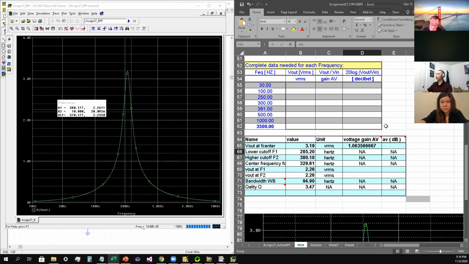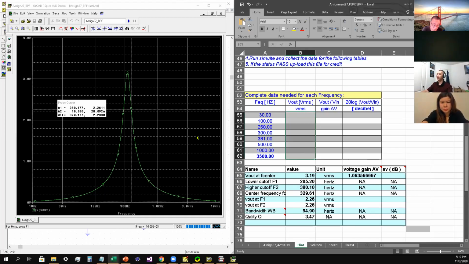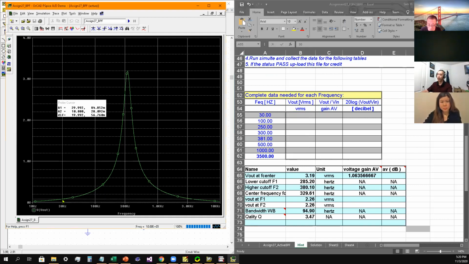Okay, so on the top part here, you're going to be doing the same thing. You have to collect your data. So first thing you want to do is go to 30 hertz. So 30 hertz would be right over here. And so that's 29, so right there, 29, 30. So either right here or this, it looks like this one is the closest one to 30. Okay, so that's 84.765 millivolt. So we have to convert that to volt.